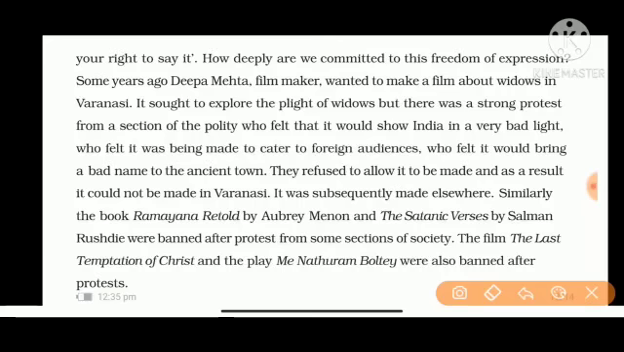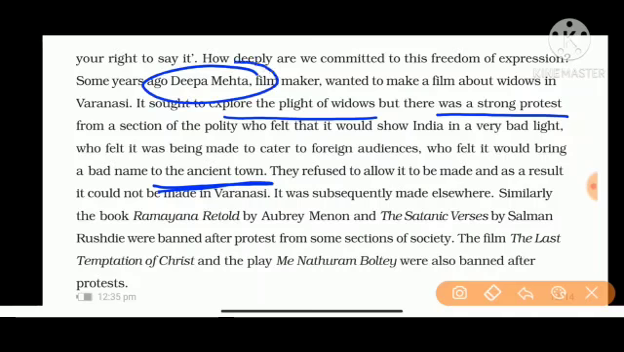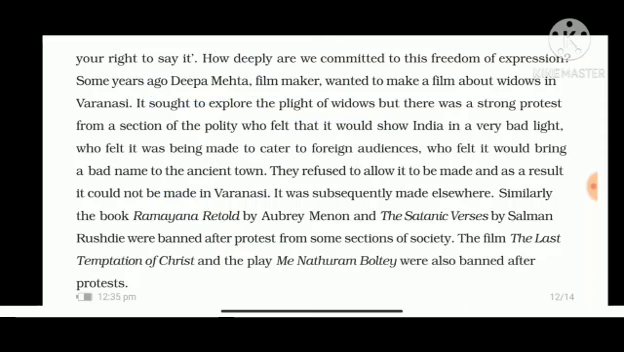Some years ago, filmmaker Deepa Mehta wanted to make a film about widows in Varanasi. It sought to explore the plight of widows, how difficult a life they used to live. But there was a strong protest that it was an action that could defame the ancient towns. Deepa Mehta was bringing the matter to ordinary people, so that they could know the reality of the life of the widows. But as it was seen as defaming the ancient towns, there was a strong protest. So this movie was subsequently made elsewhere.